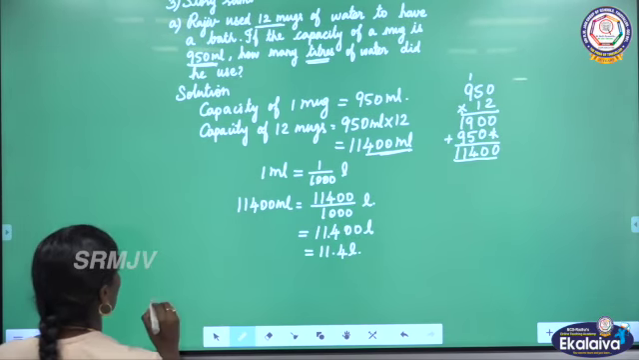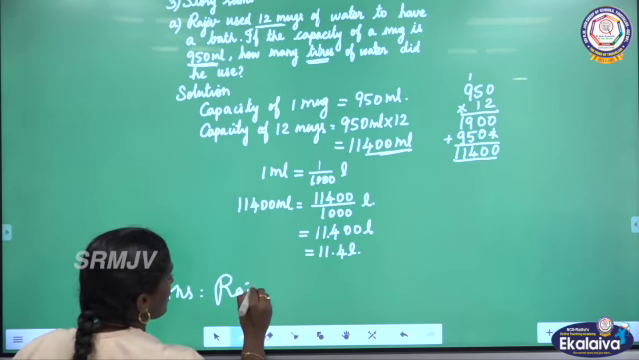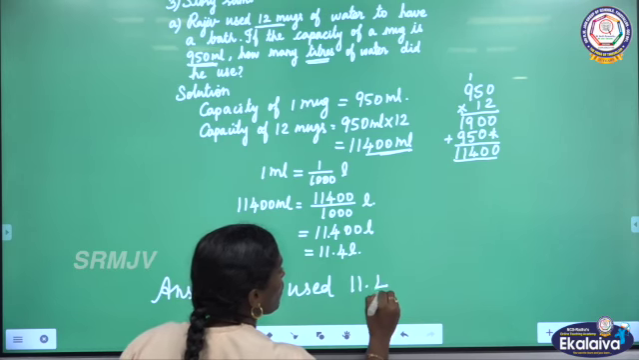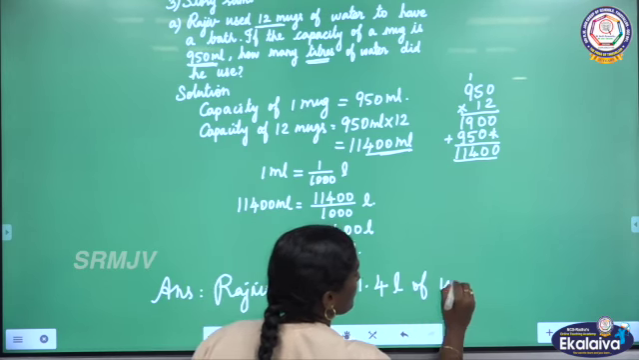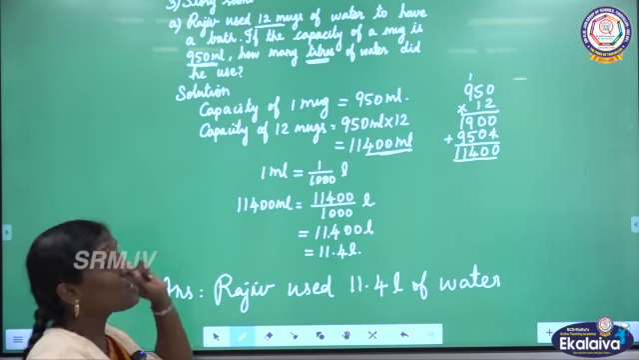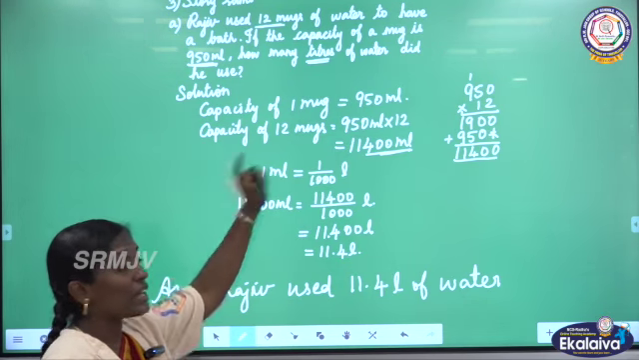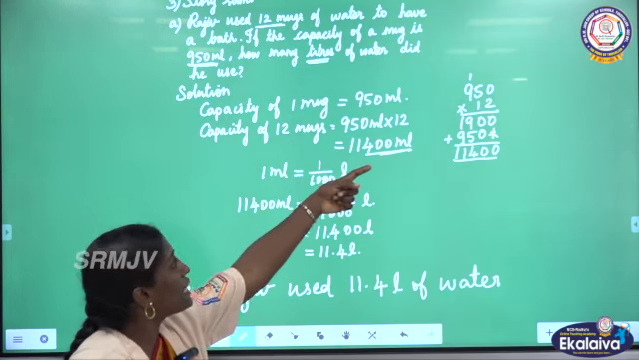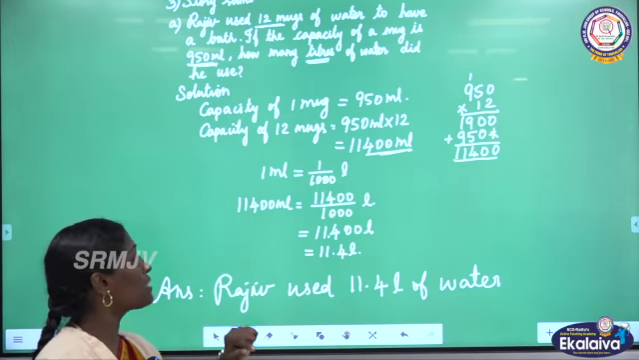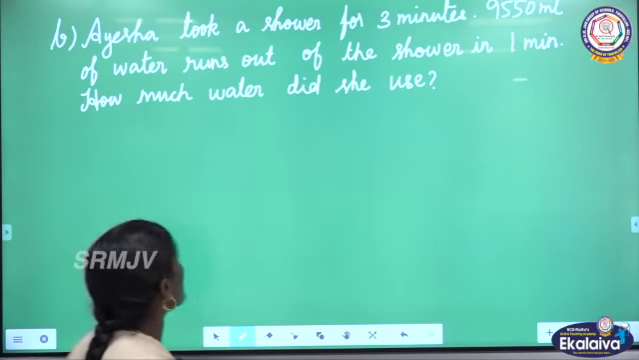Let us write the answer. Rajiv used 11.4 liter of water. See the question. Rajiv used 12 mugs of water. Capacity of 1 mug is given. From this we are finding the capacity of 12 mugs. We are getting the answer in milliliter. After that we are converting it into liter. So at last he used 11.4 liter of water. Is it clear? The next one.